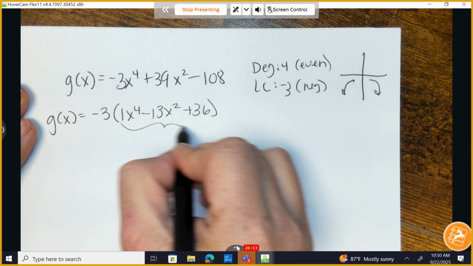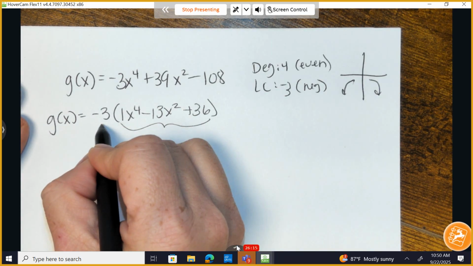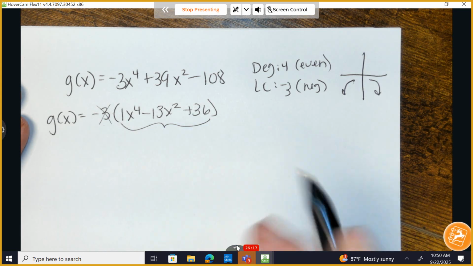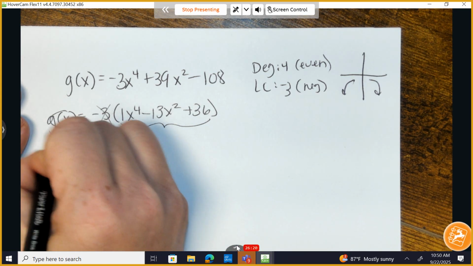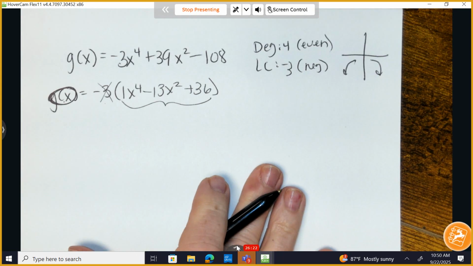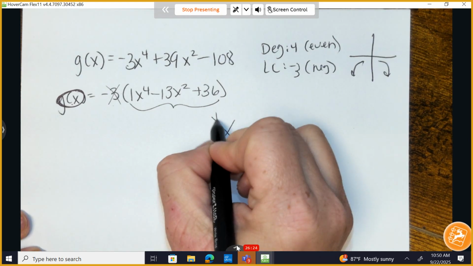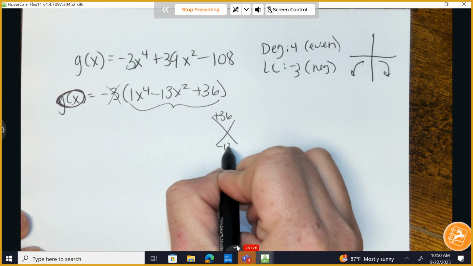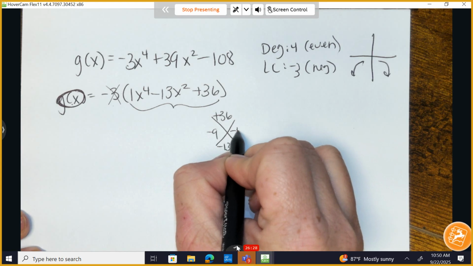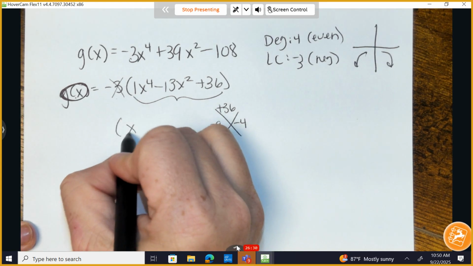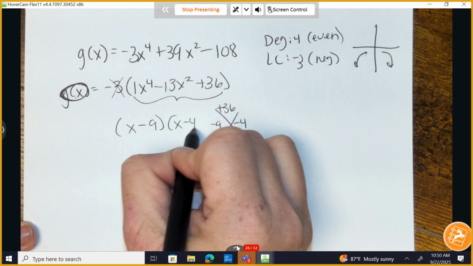Okay, I'm factoring this part. I'm not worried about the negative 3 out front that we factored because there's no variable with it. I'm trying to solve right now for the x-intercepts, which means my y value is 0. What multiplies to equal positive 36 and combines to give you negative 13? Negative 4 and negative 9. Okay, now here's a part where a lot of students make a mistake.